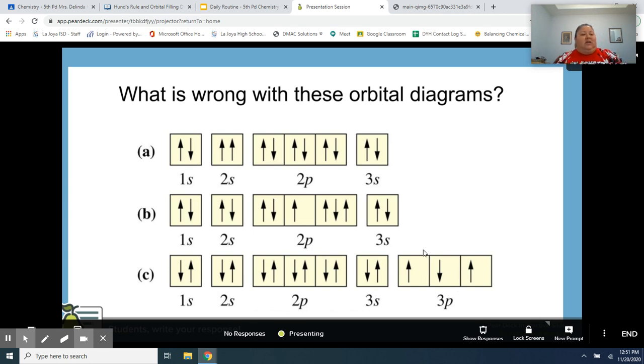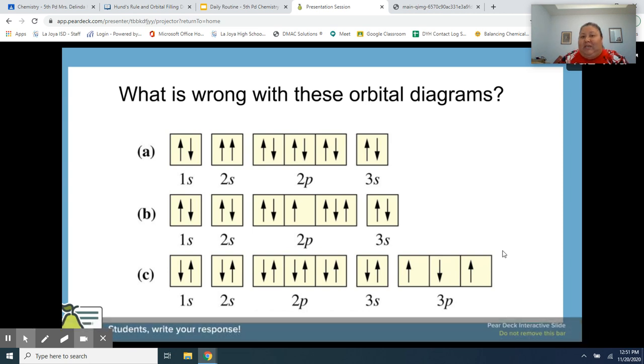No. Oscar says it should be up. That's correct, sir. This second orbital should have an arrow pointing up. Very, very good. Remember, Hund's rule says single electrons must have the same spin. Remember, we indicate spin by whether it points up or down. If your first arrow points up, every single electron in all the other orbitals should be pointing up. Very, very good.